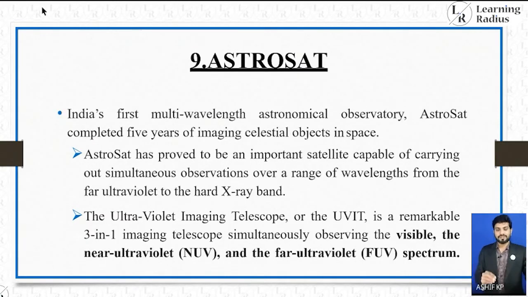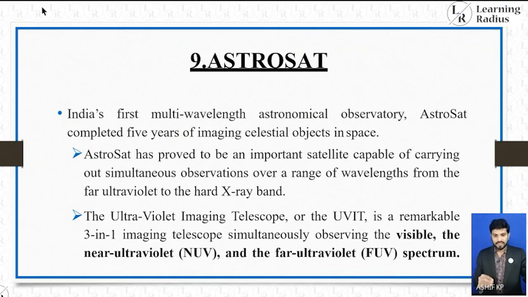Next topic of discussion is Astrosat. India's first multi-wavelength astronomical observatory, Astrosat, completed 5 years of imaging celestial objects in space. Astrosat has proved to be an important satellite capable of carrying out simultaneous observations over a range of wavelengths from the far ultraviolet to the hard X-ray band.